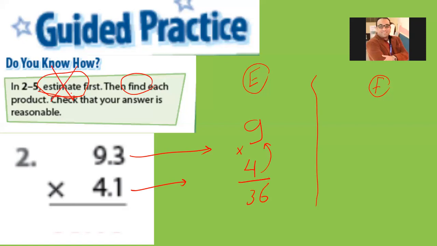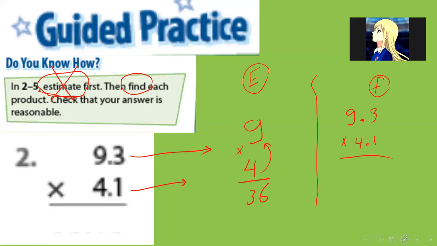Let's move to the second one, find. Find means the exact result, so no change. Drop the numbers as it is: 9.3 multiply 4.1. How can we get the answer, Dr. Abdurrahman? 3 multiplied by 1 is 3.